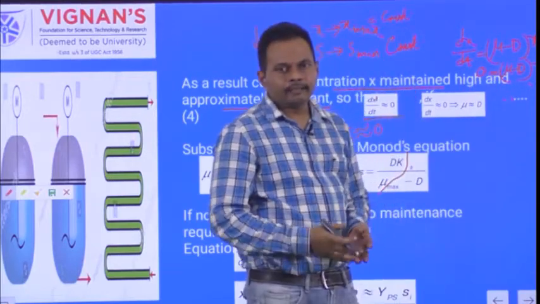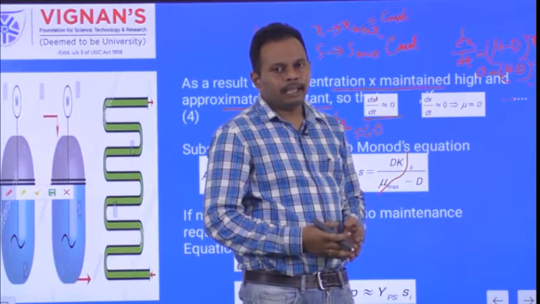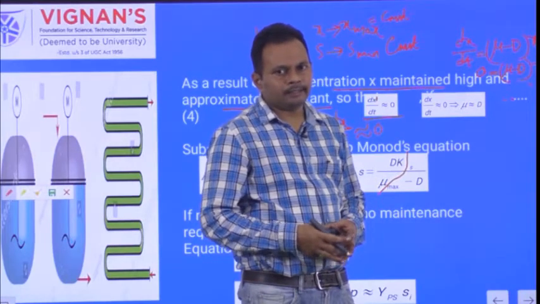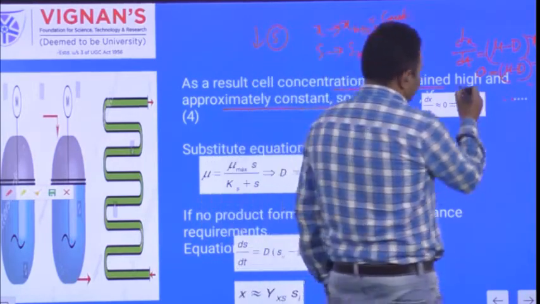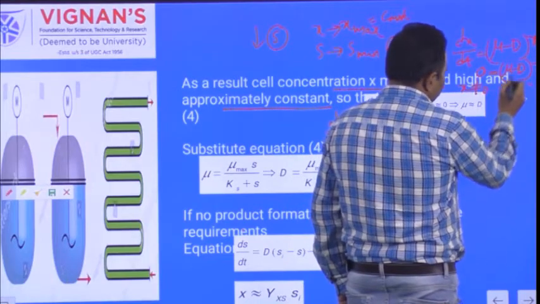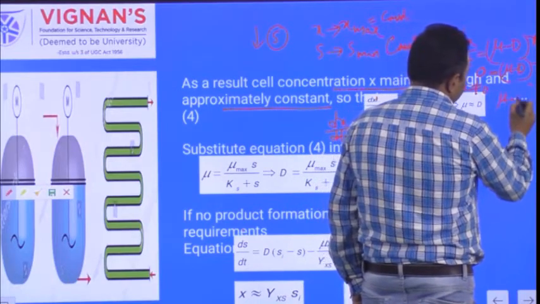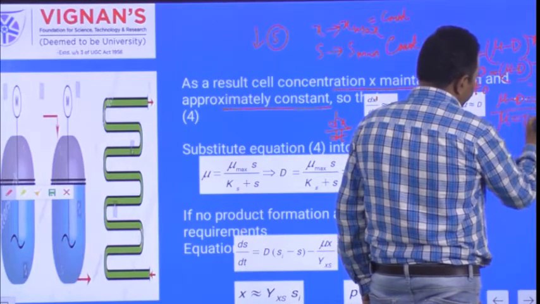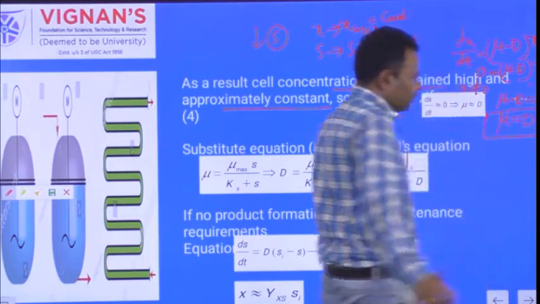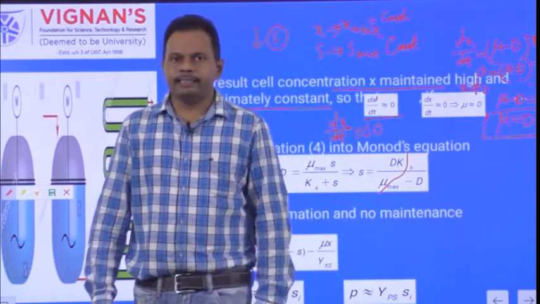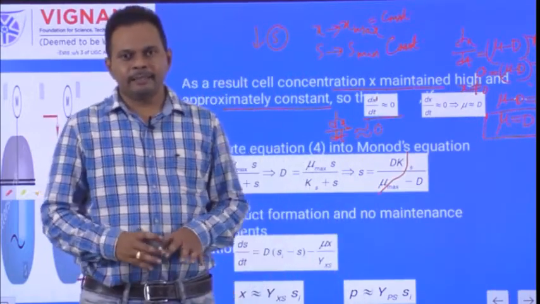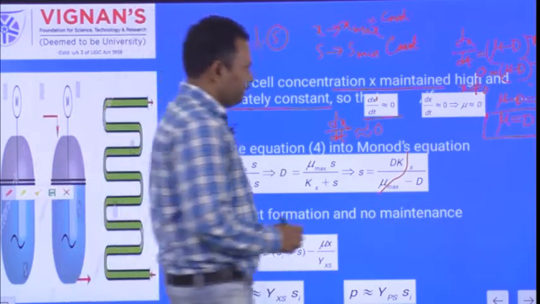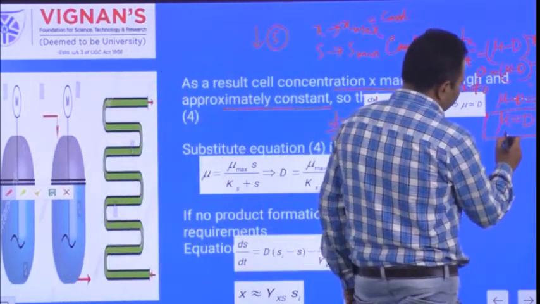X should not be 0. Why? Because x is the maximum concentration of the cells. X is not equal to 0, but you can equate mu minus d equal to 0. Then, from this, mu is equal to d. At that condition, the growth rate of the cells depends on the dilution rate.